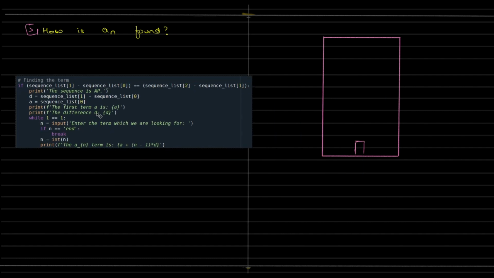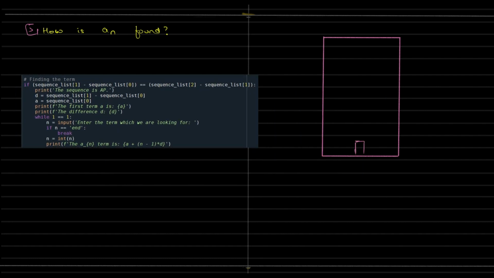So this is where the code lies, right? As usual, we are checking if the consecutive terms have the same common difference. Remember, Python is zero indexing. That is, we start with 0 and we go up. So 0, 1, 2, 3, 4, that's how it goes up, is it not?